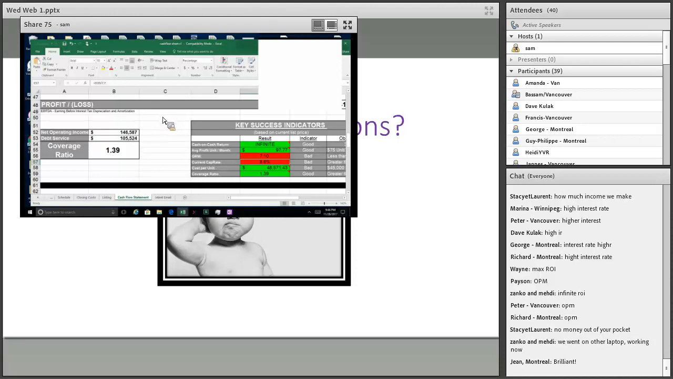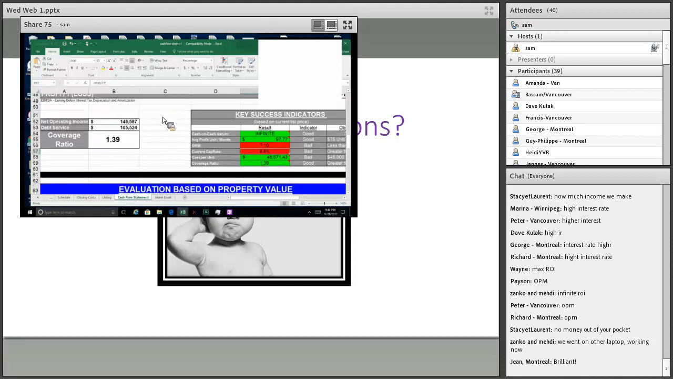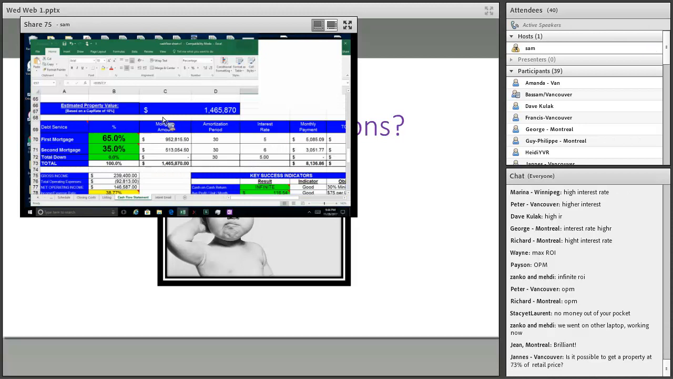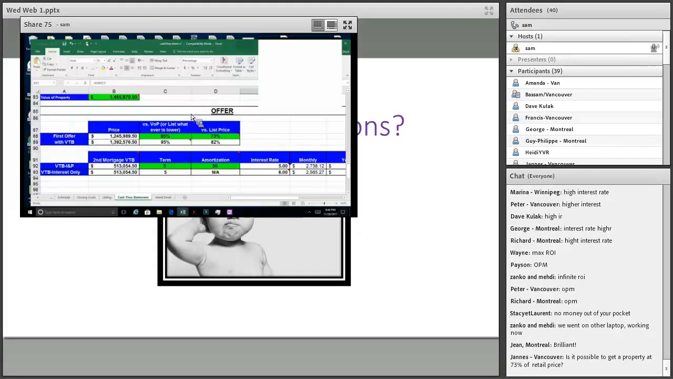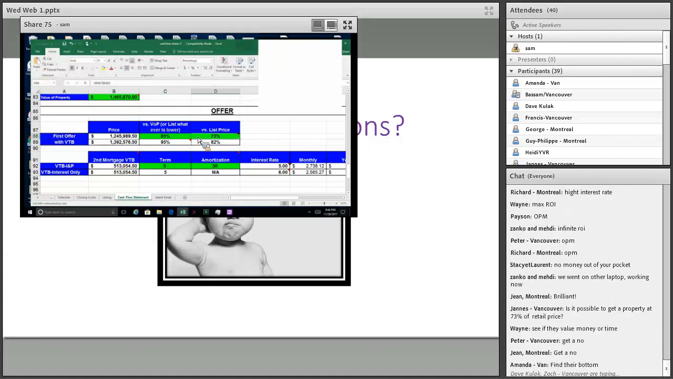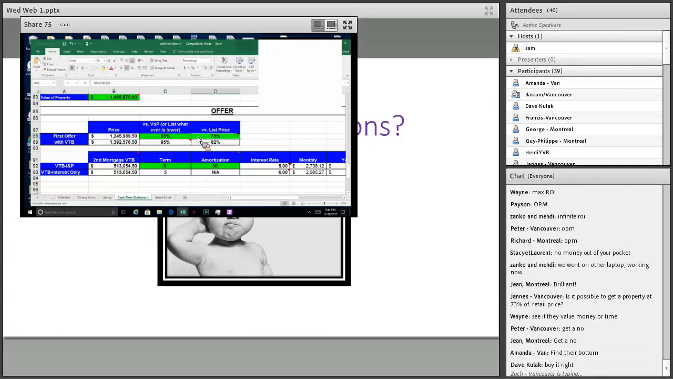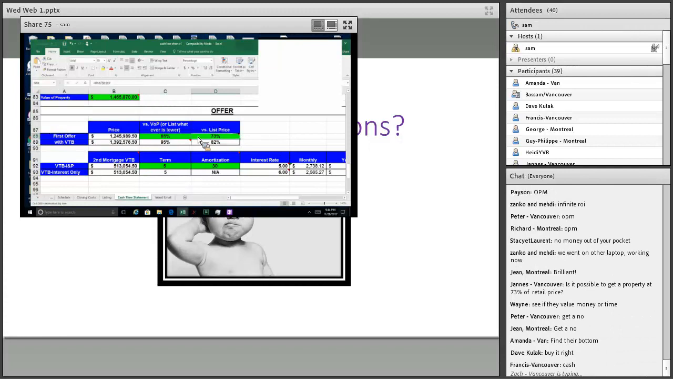Okay, excellent. All right. So when we come back here, is it possible to get a property at 73% of retail price? Well, I'll tell you that yes, it is. Does anybody know what we're trying to do here? What are we trying to do? Now remember, I want everyone to remember something, okay? Why could we get a property for that low? Yeah, we're trying to find the bottom, right?